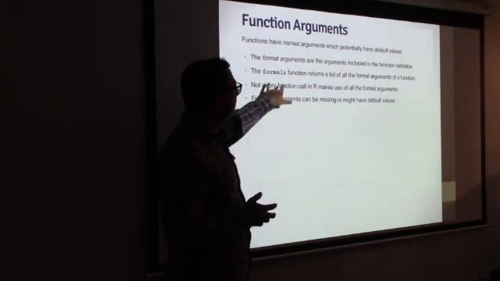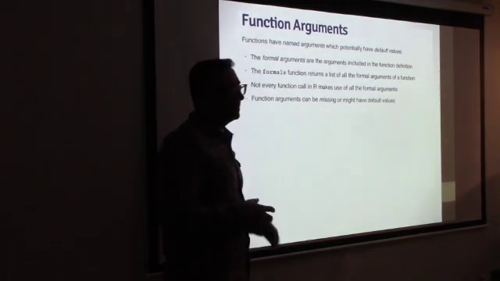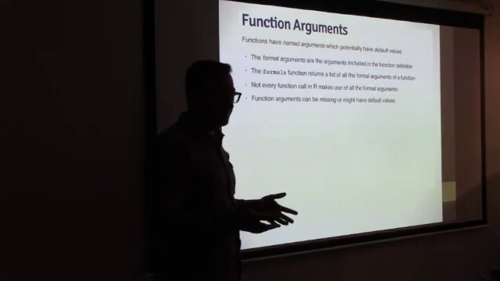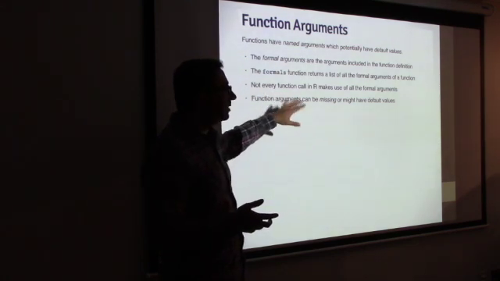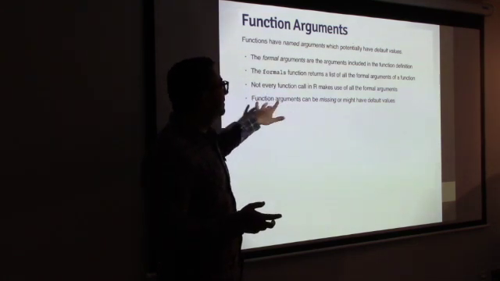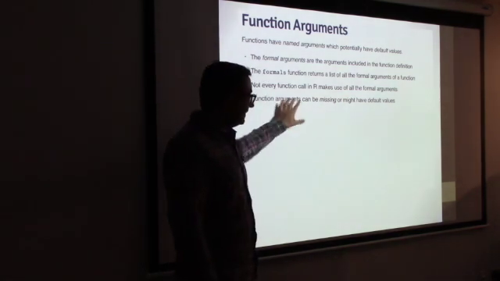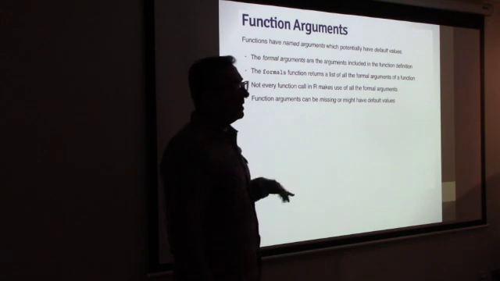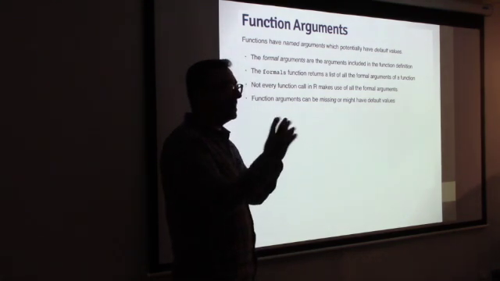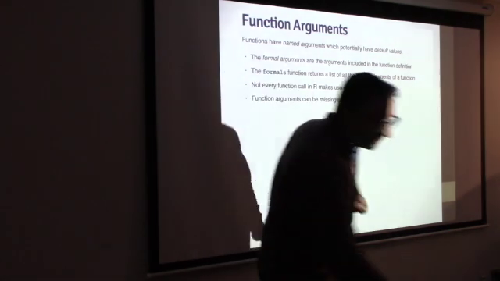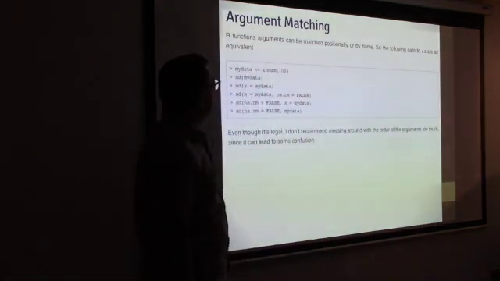And so you also have another function called formals, which returns a list of the formal arguments of a function. All right? Not every function call in R makes use of formal arguments, and we'll talk more about that. Function arguments can be missing, and can also have default values. So that's next, but for now, there's a function keyword, there's a definition. In that function definition, you have these arguments. All right.